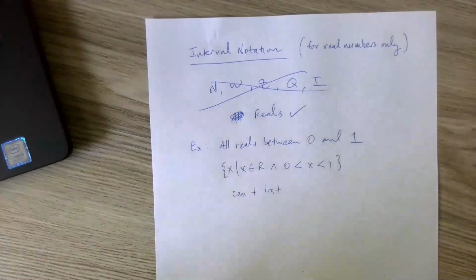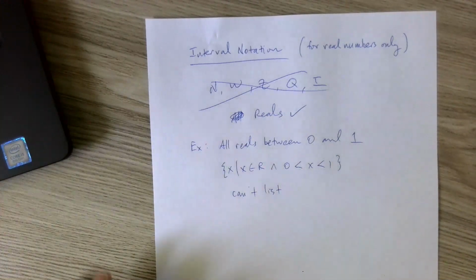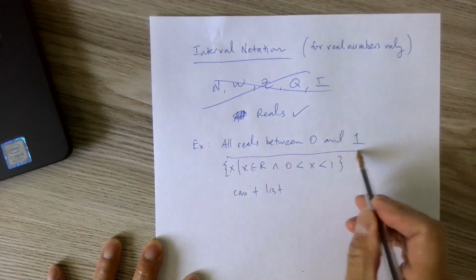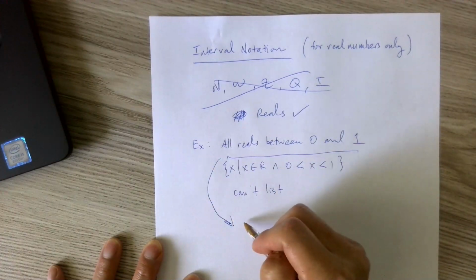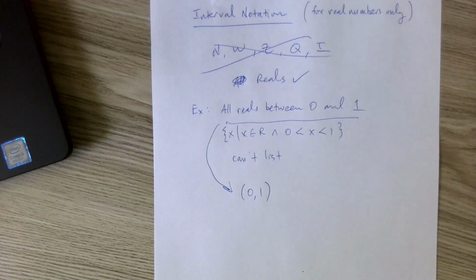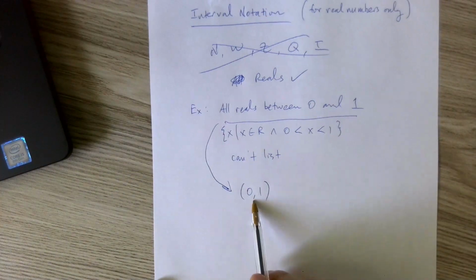But we have this other way of describing this set of reals that we haven't used before for naturals or wholes or integers. It's called interval notation. So this is what it is. For this set, all reals between 0 and 1, the interval notation is simply that. A set of parentheses with a 0, 1 inside. Now, why does that work? Why does that mean that?